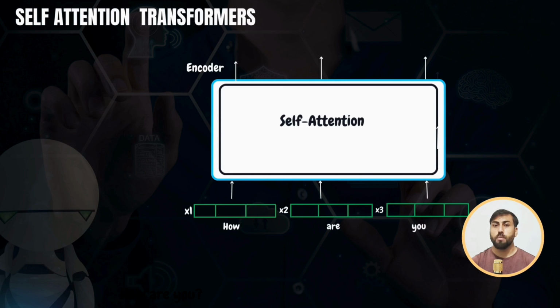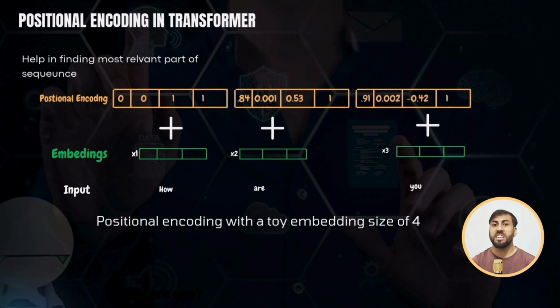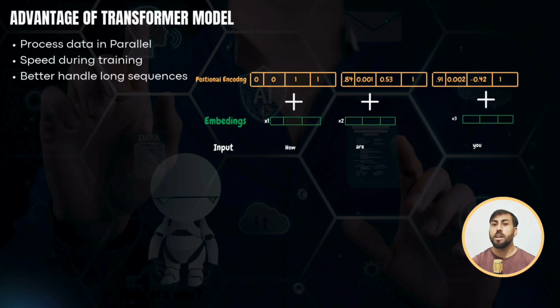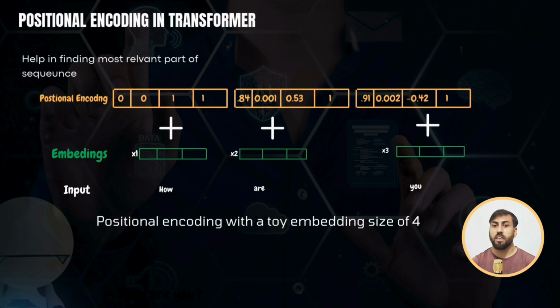One question you might have is, if transformers don't process data in order, how do they know the sequence? Good question. Transformers use positional encoding to inject some sense of order into the data. It's like adding invisible tags to each word so that the model understands the structure of the sequence.